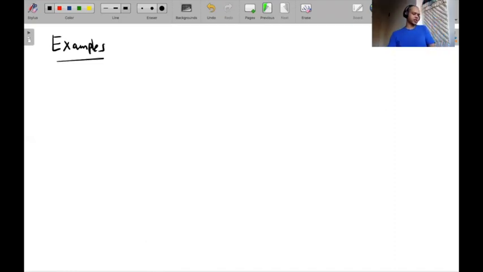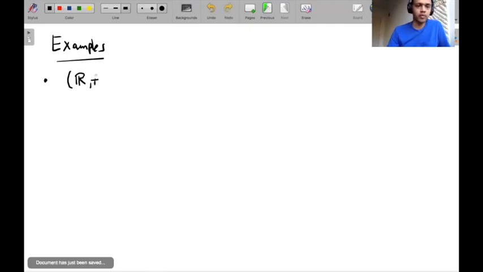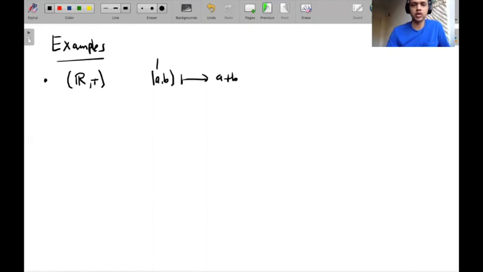So we've seen some examples, but let me just go through some of these. So R with addition, well, this is a topological group. I mean, the addition operation, (A, B) goes to A plus B, this is a continuous function from R times R to R. And the inverse is A goes to minus A, which is also continuous.